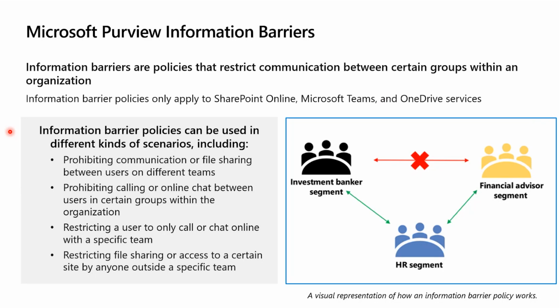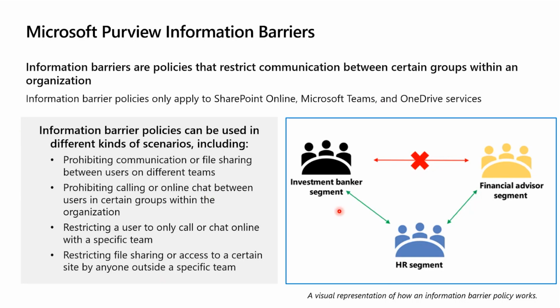But yes, we could use it as well to prevent people from communicating with each other, in the sense that we could prohibit someone from calling somebody else through a chat in Teams. We can limit the access to specific teams. We can do that by restricting file sharing or access to a certain site by anyone outside of a specific team. But what we can do is internally we can really limit that.